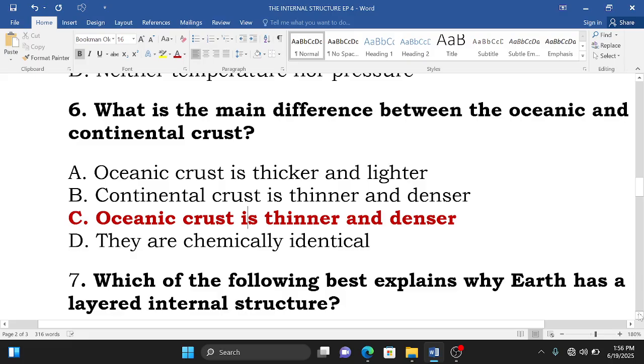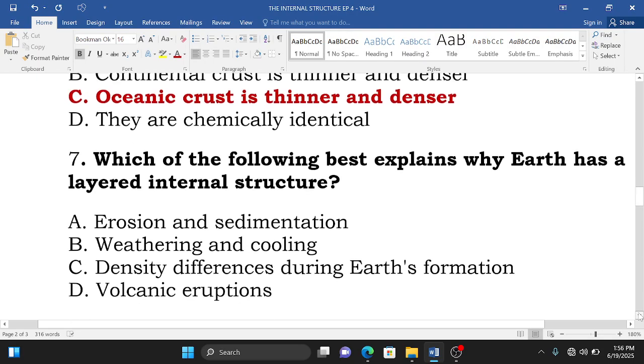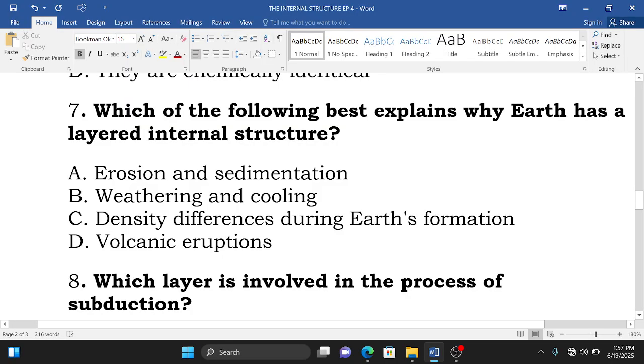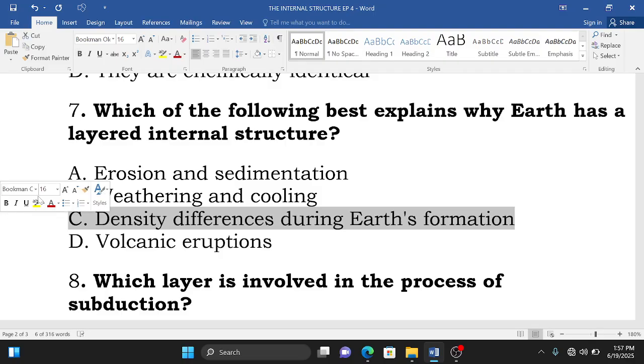We go to question number 7. Which of the following best explains why the earth has a layered internal structure? A, erosion and sedimentation. B, weathering and cooling. C, density difference during earth's formation. D, volcanic eruption. The correct answer is C, density difference during the earth's formation.